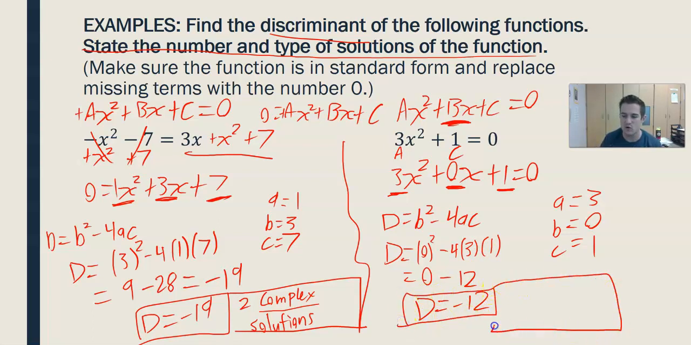What happens? What do I know about a discriminant that's negative? That means my quadratic function is going to have two complex or imaginary solutions. And again, right now I'm not concerned with finding those solutions, just knowing what kind of solutions they are, and they are complex. They're going to be complex solutions.